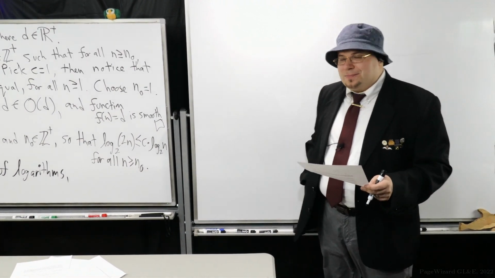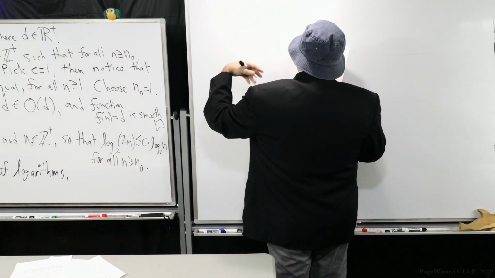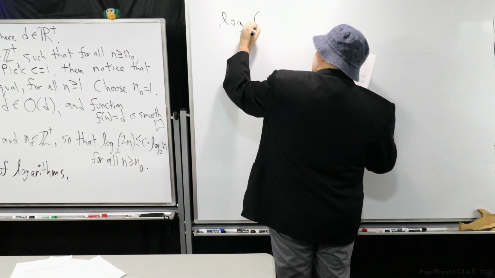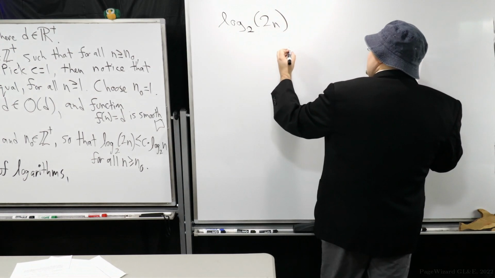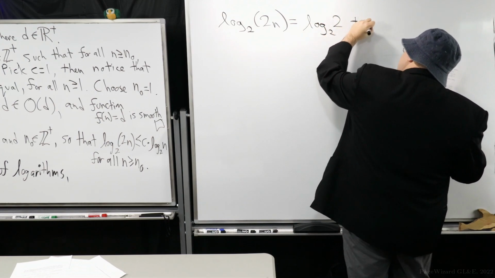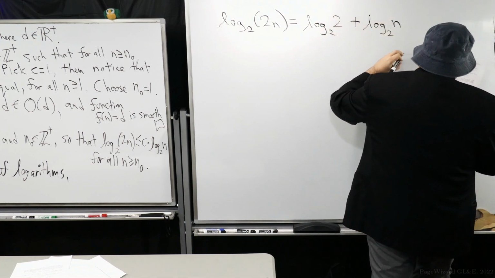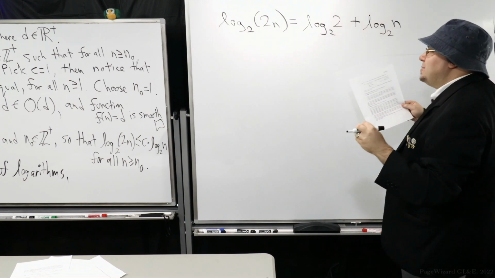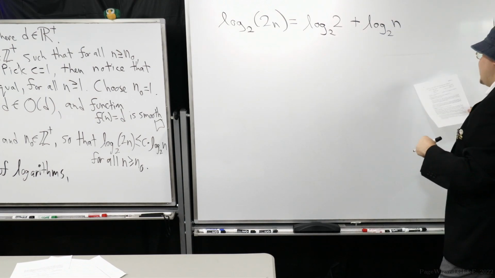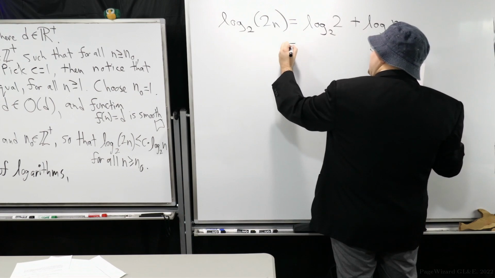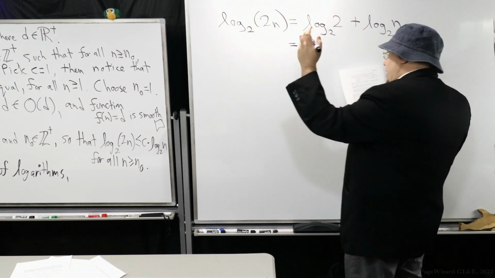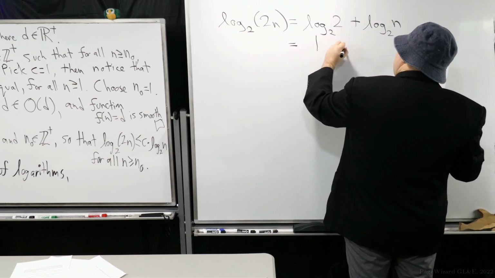So here's what we could do. Watch this. Remember, we have on the left-hand side log base 2 of 2n. Well, this is just equal to log base 2 of 2 plus log base 2 of n, right? So you can distribute products inside of logarithms over addition. But what's log base 2 of 2? Let's think about it. 2 to the power of what is equal to 2? 1, plus log base 2 of n.